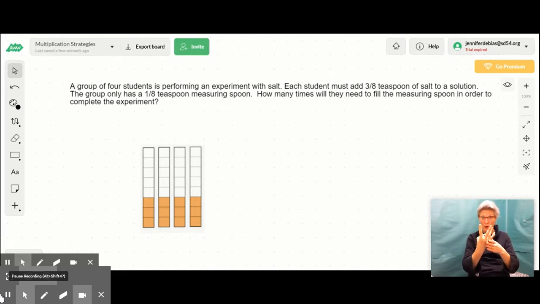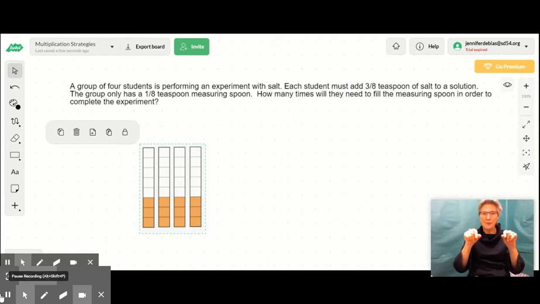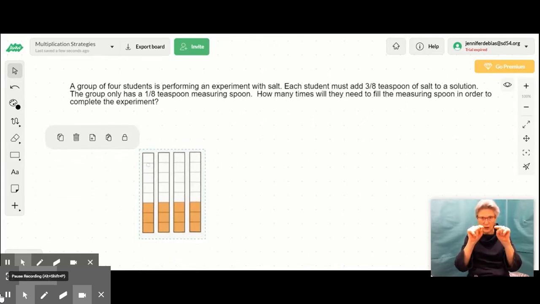So I know that each of these boxes, each of these orange boxes and actually each of these white boxes, represents 1/8, because I know that in one bar there's 8 of them, and I have 3 of them shaded in. So I have 3/8 shaded in for each student. I know that each of these is worth 1/8. So I also know that my measuring spoon is 1/8 of a teaspoon.